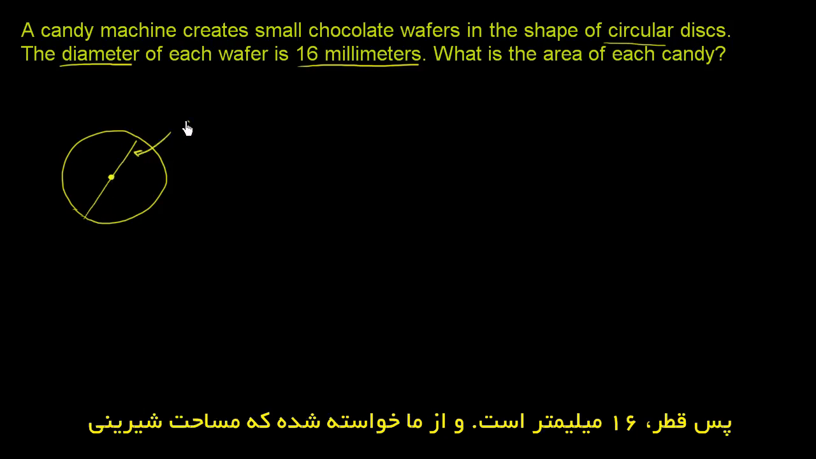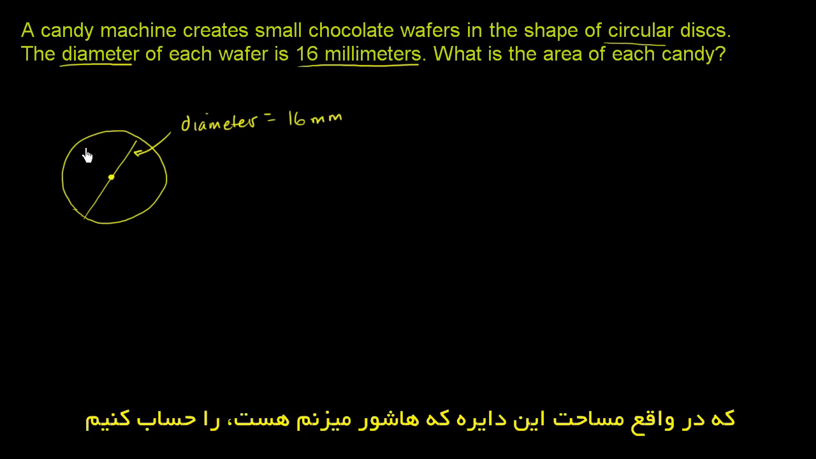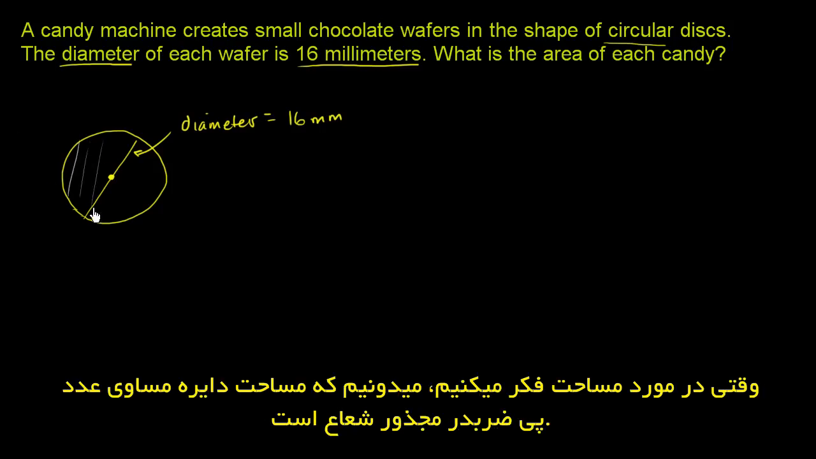So let me write that. So the diameter here is 16 millimeters. And they want us to figure out the area of the surface of this candy, or essentially the area of this circle. And so when we think about area, we know that the area of a circle is equal to pi times the radius of the circle squared.